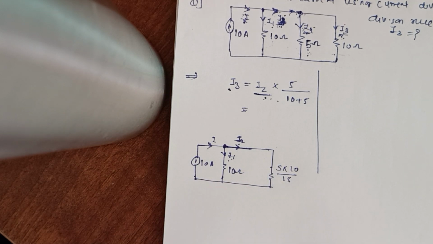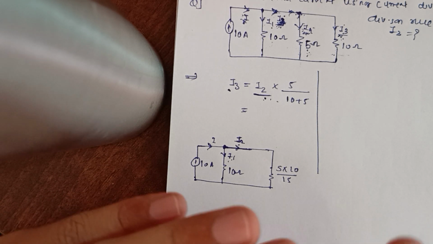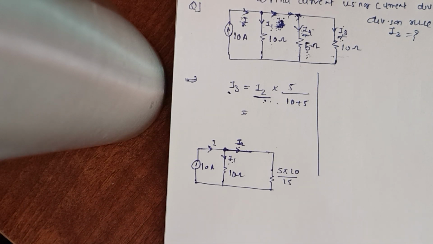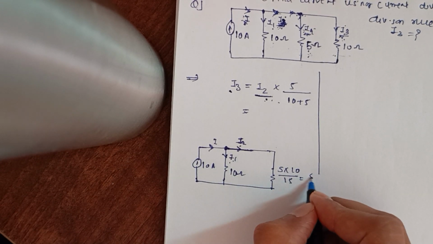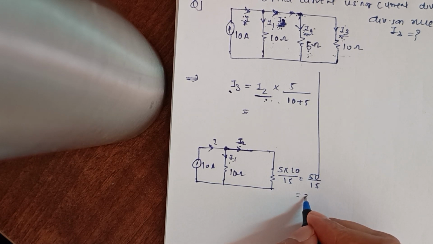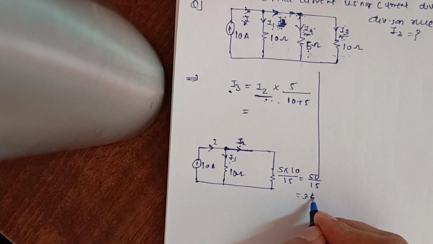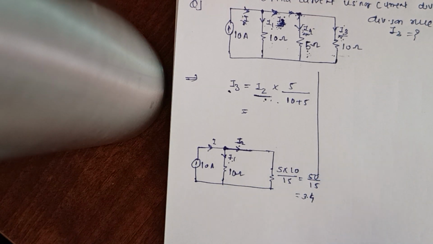This is the most fundamental example of the current division rule. If you are able to solve this example, then you will be able to solve all kinds of examples of the current division rule. So what is 50 by 15? It is roughly 3.3 something. Just revisit that calculation.